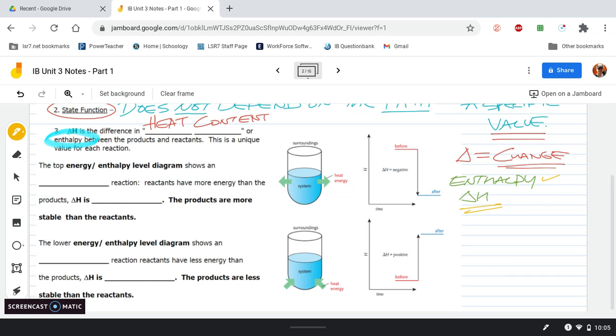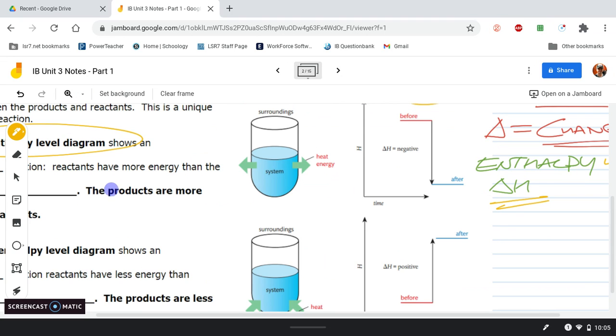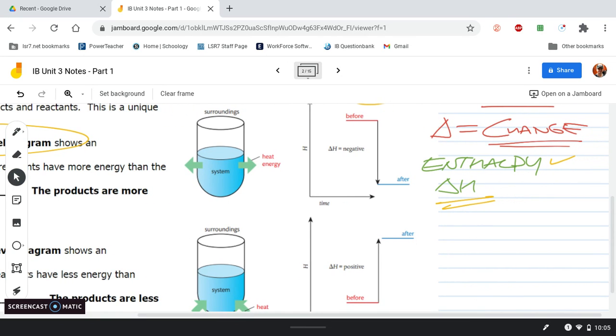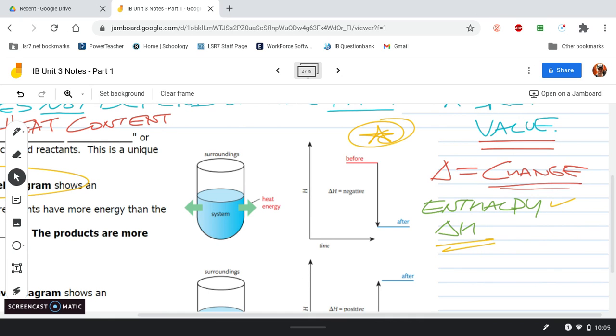It says a new vocabulary term here: enthalpy level or energy diagrams. These right here are energy diagrams, and energy diagrams are pretty easy to look at. If you look at a diagram here, over here on the y-axis is your heat value, high or low, and this is time.